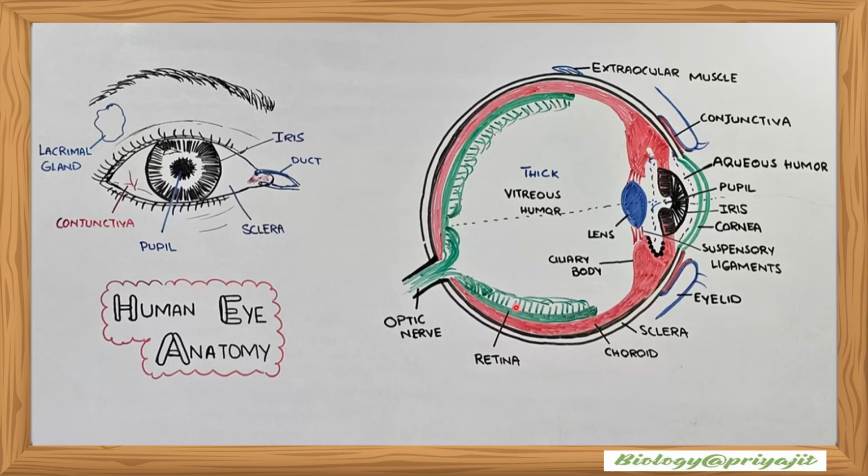Retina, this green colored portion, is the retina. It is the inner light sensitive layer where the image forms.